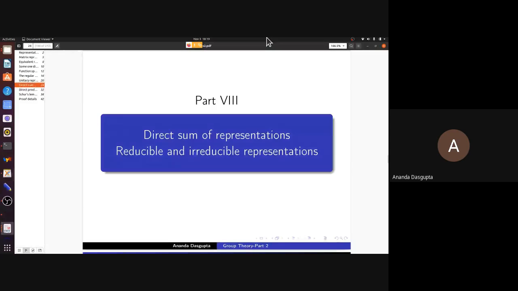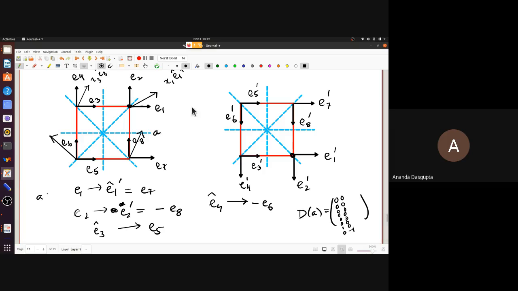So I will talk about the direct sum representation, and finally talk about what reducible and irreducible representations really mean, because I've been referring to these terms several times before. But before that, as I promised, let's take a look at a physical situation. So the physical situation is something like this. Okay, maybe I will just get rid of all this extra stuff that I've written.